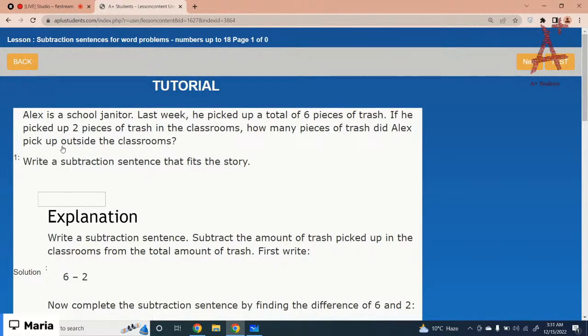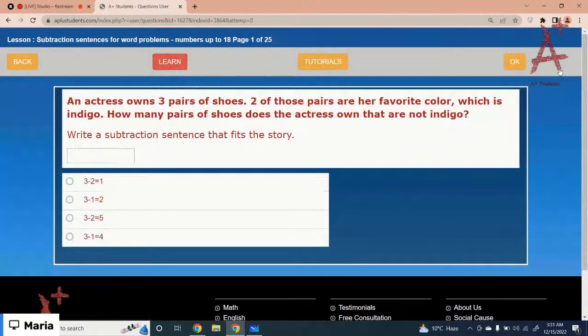Just look at the numbers involved in the sentence. The numbers in the story are 6 and 2. Got it? Write the greater number always first. So that means you have to write the sentence as 6 take away 2. Always write the greater number first and then the smaller number. Let's just start with the test.